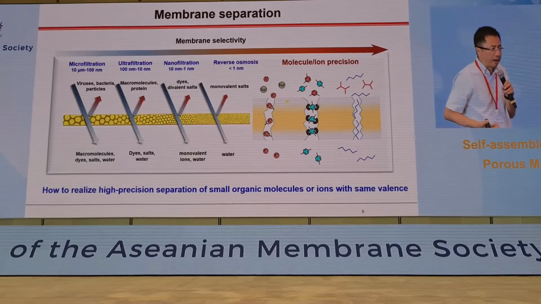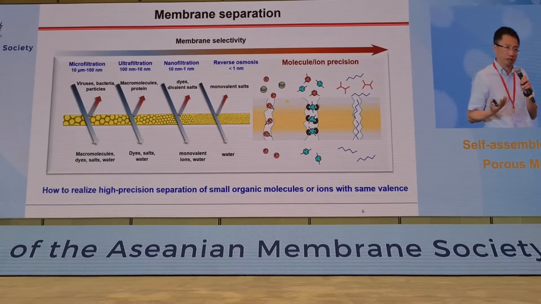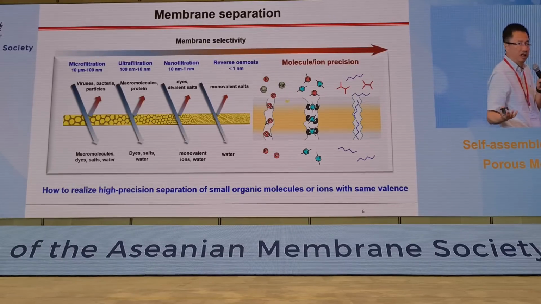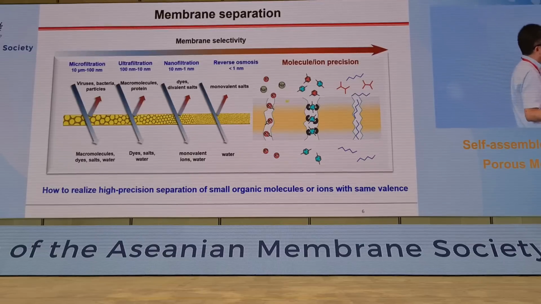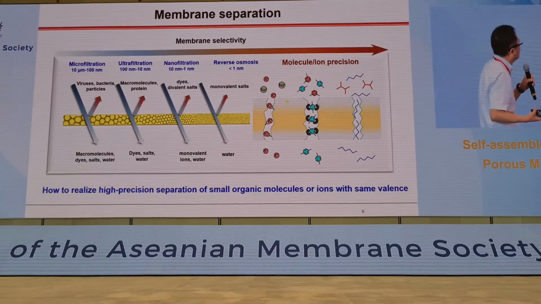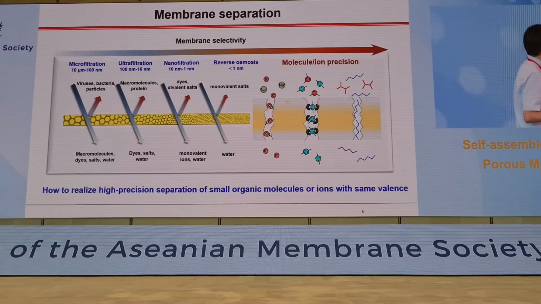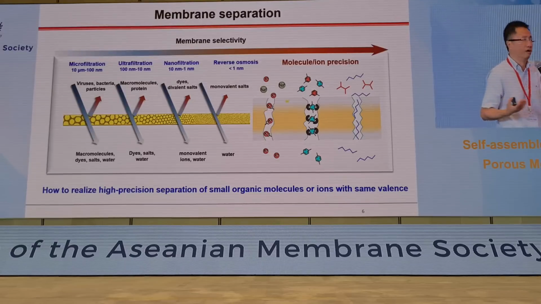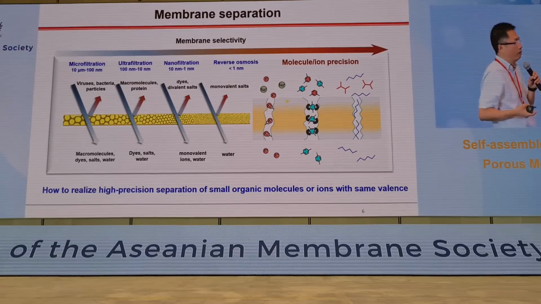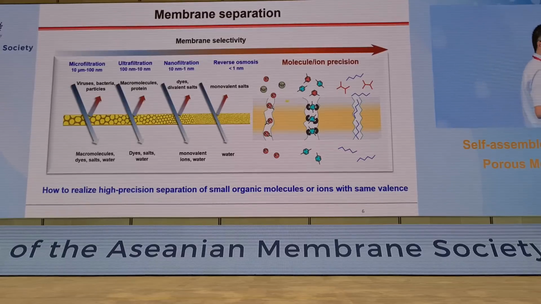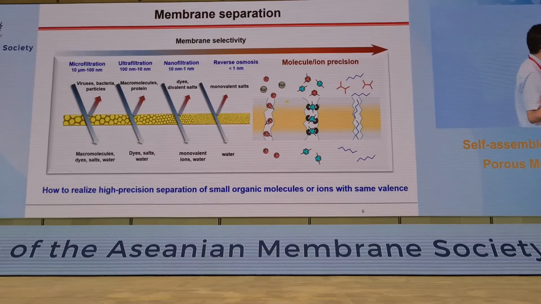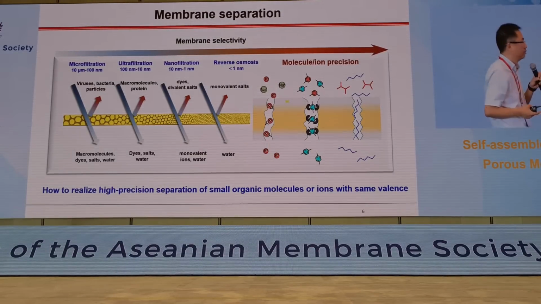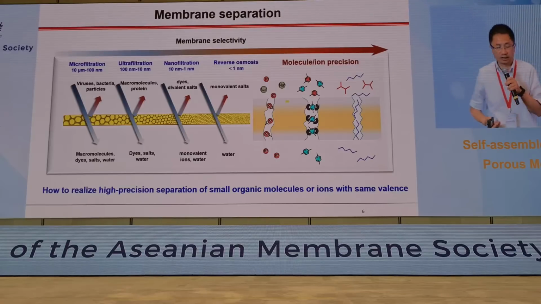Today, I would like to talk about how we can use the self-assembly strategy in membrane separation. If you talk about membranes, everyone here knows we can divide them into several types, like microfiltration, ultrafiltration, nanofiltration, and reverse osmosis, in order of increasing selectivity. For instance, reverse osmosis has the highest selectivity, being able to separate monovalent ions from the aqueous solution.